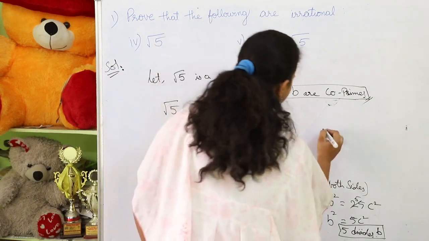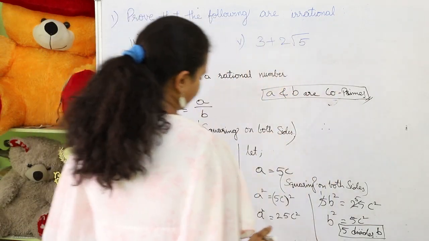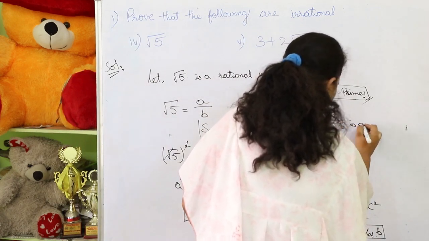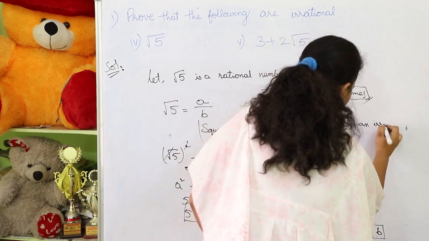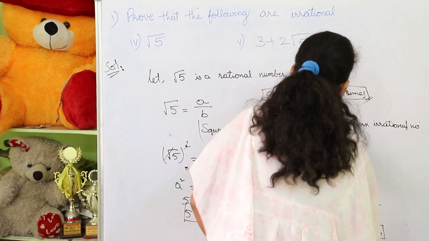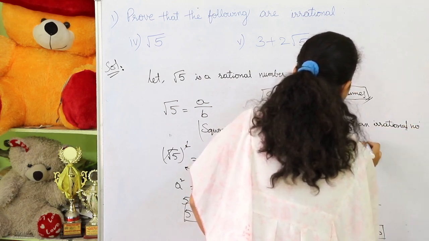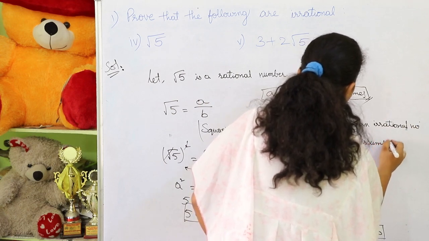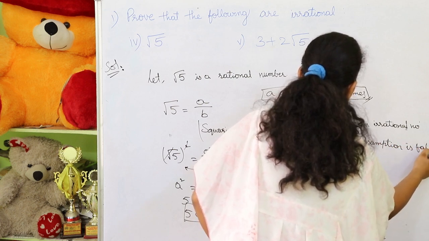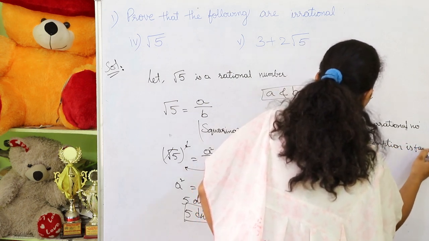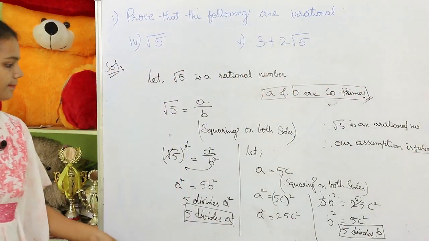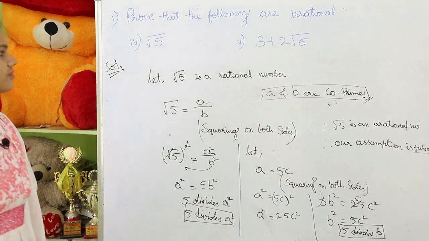You will have two statements to write in the conclusion: therefore root 5 is an irrational number, and therefore our assumption is false. Our assumption is false. Clear? This is the thing, guys. Note it down. Now let me go for the next one, the fifth one.